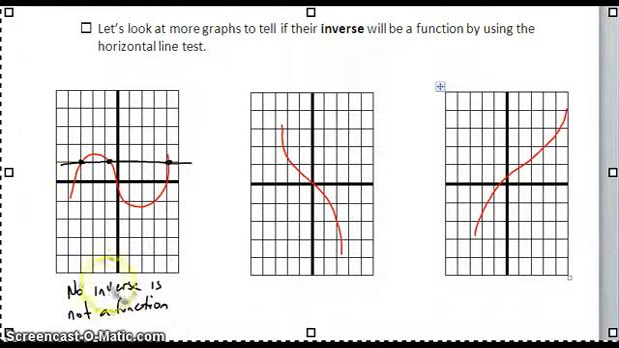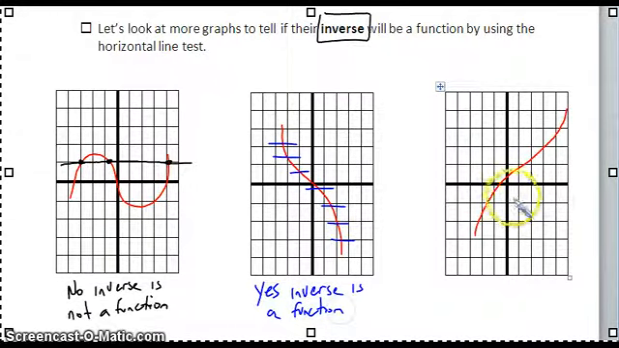Is the red graph a function? Well, that's when I would apply the vertical line test. And yes, it passes the vertical line test, so it is a function. But I don't want to know if the red graph is a function. I want to know if the inverse is a function. Okay? So, red graph is a function. It passes vertical line test. Will the inverse of this function be a function as well? Yep, passes the horizontal line test. So yes, inverse is a function.